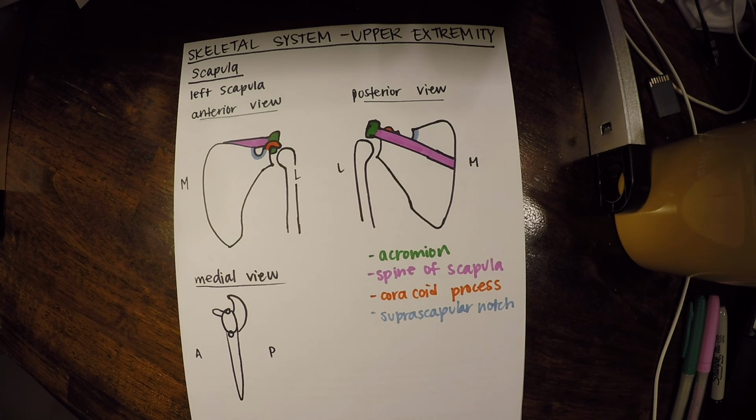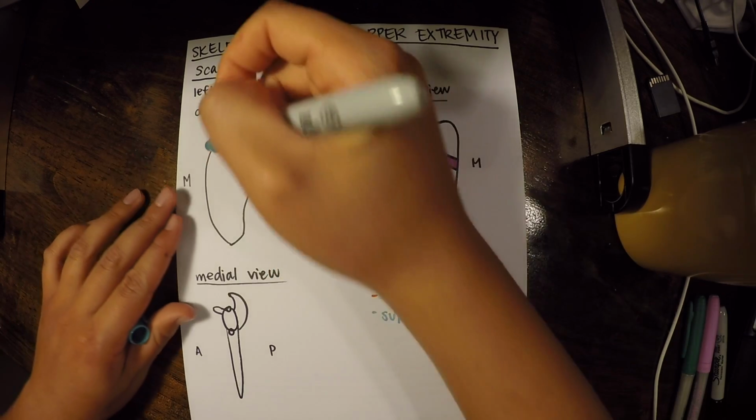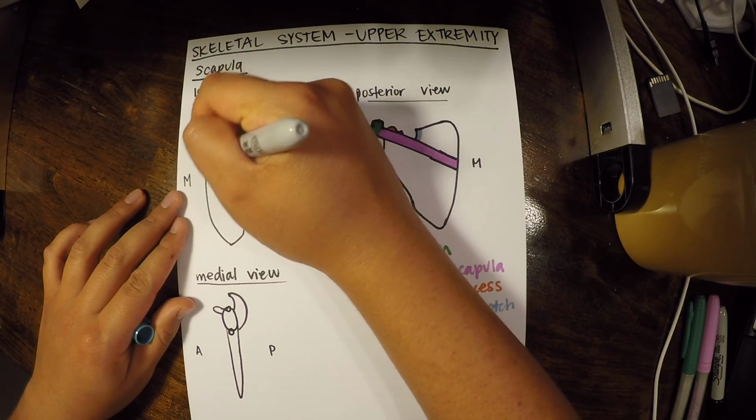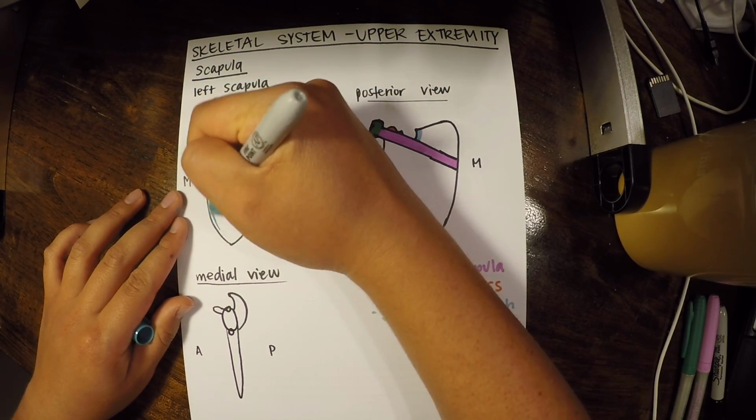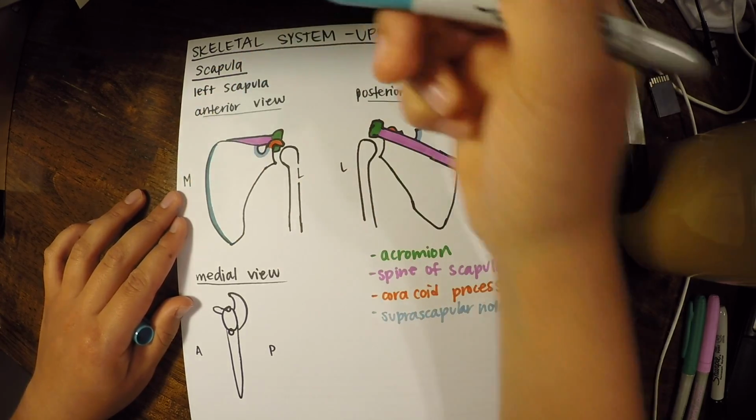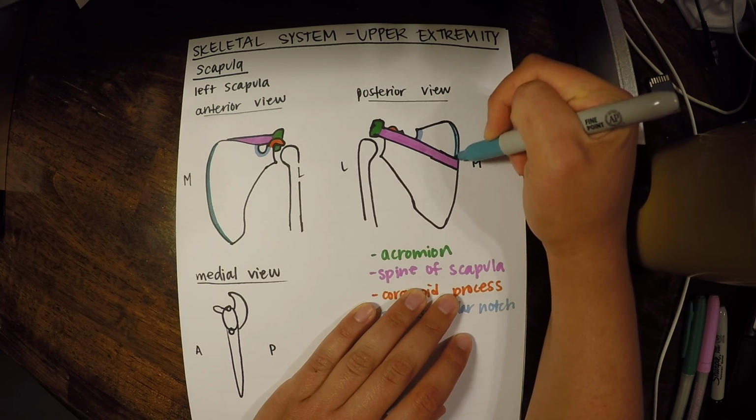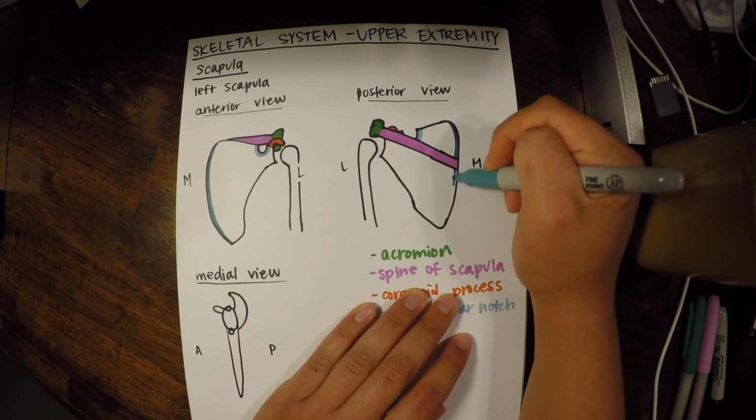Now we have a medial and lateral border of the scapula. So remember, this M stands for medial, so it's on the medial side. So I'm just gonna draw right along the border in this nice dark teal color. That's gonna be our medial border over there. We can also see it on the posterior side.